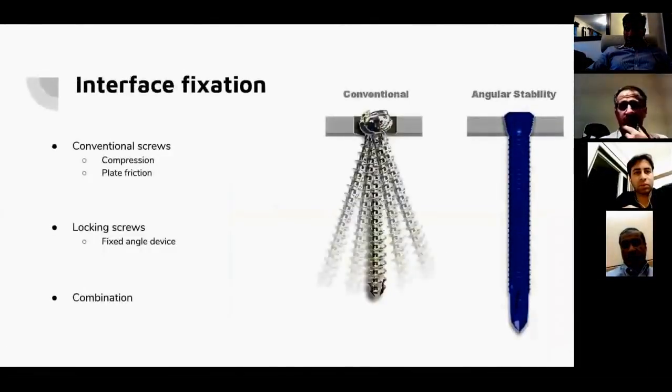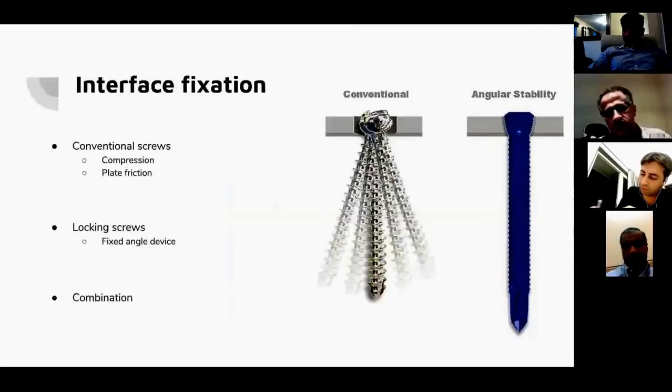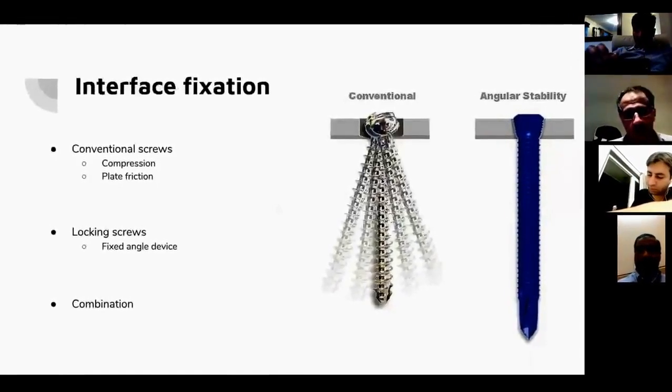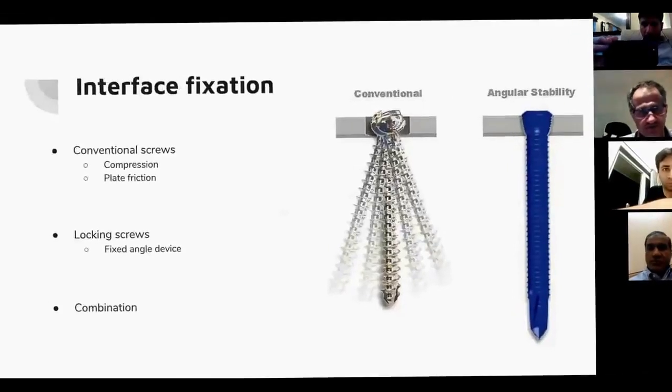Now we move on to our interface fixation. So we have a choice between conventional and locking screws. The other way to describe them is by compression and using plate friction versus a fixed angle device, okay? Or you can use them in combination.